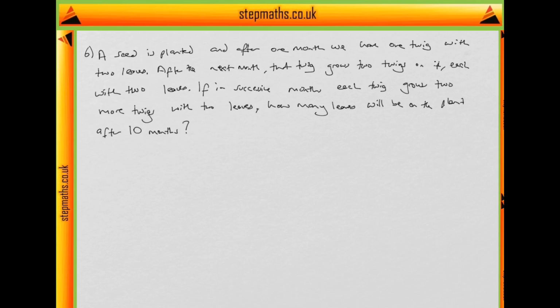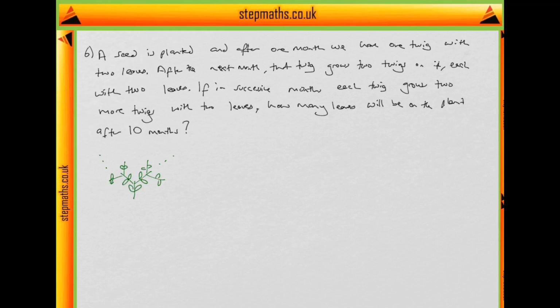Okay, well maybe a diagram will help this out. So let's think about this. After 1 month we have 1 twig with 2 leaves. Well then that twig grows 2 more twigs, each with 2 leaves. And then those twigs grow 2 more twigs with 2 leaves, and so on and so forth.